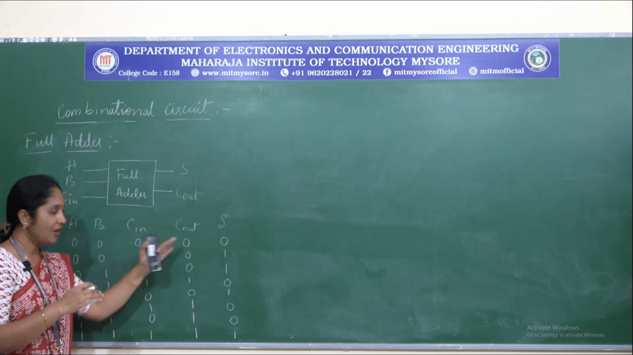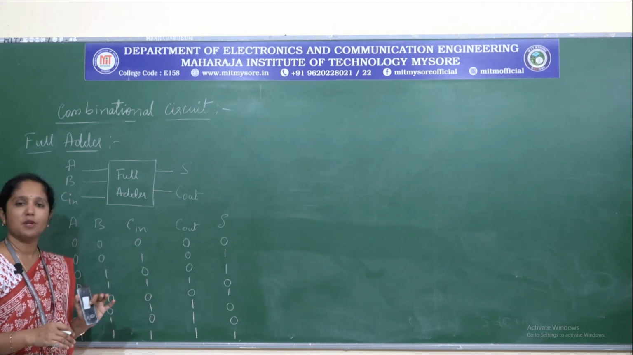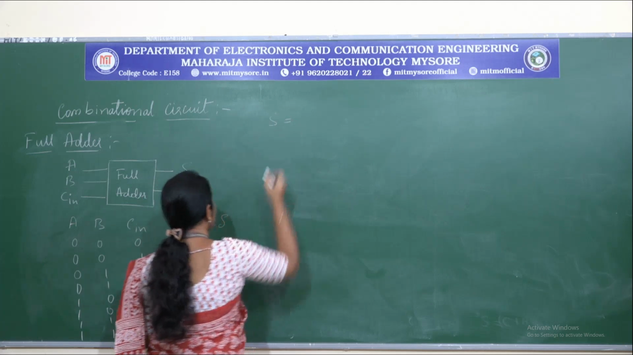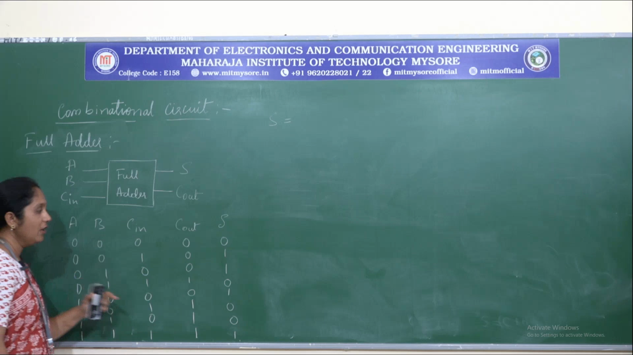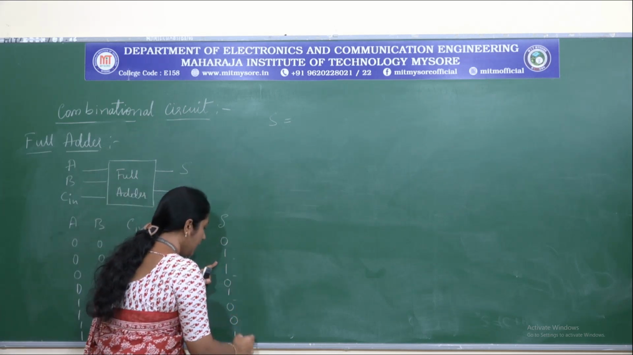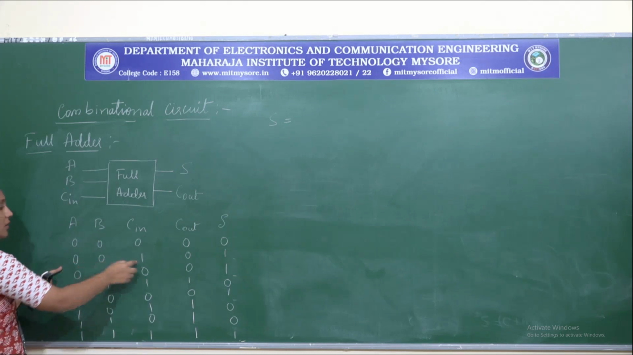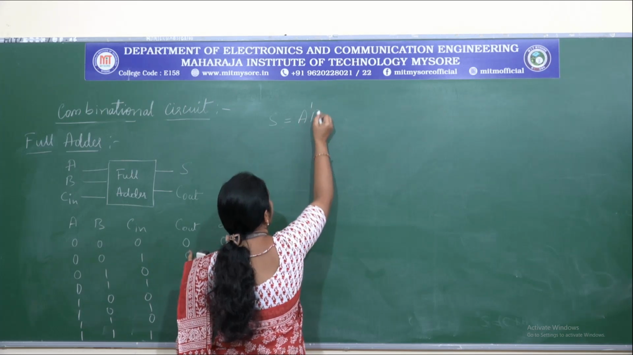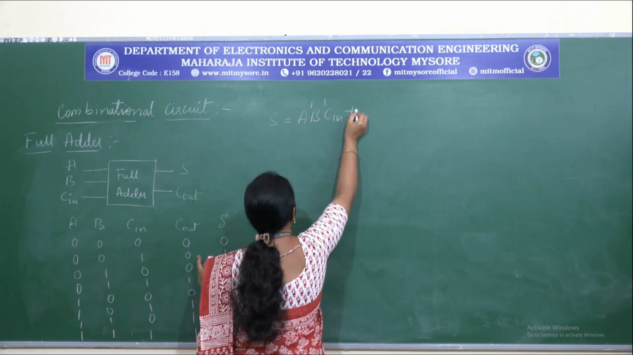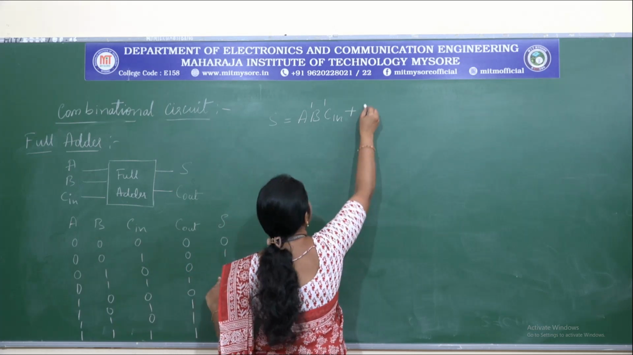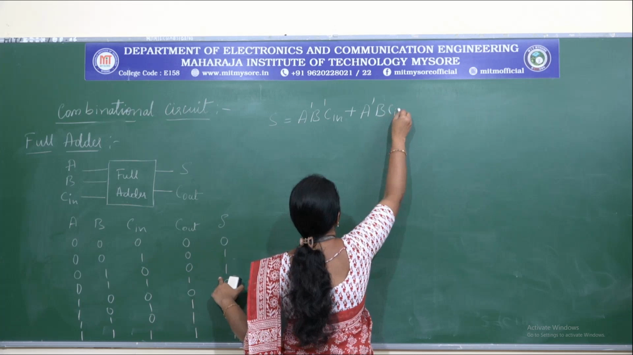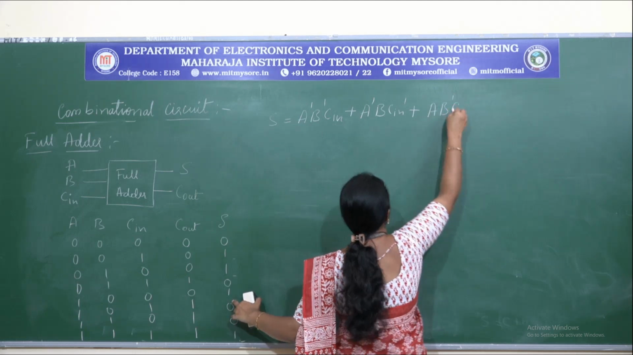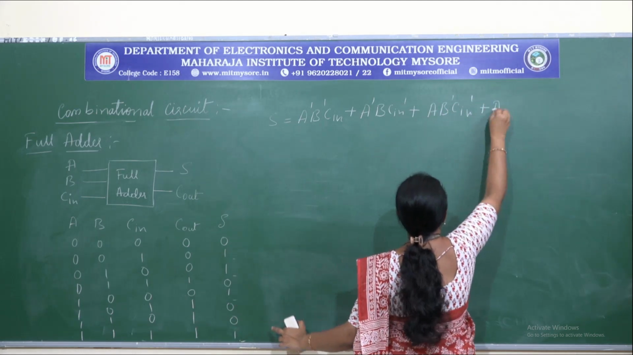I will show you both. I will write the expression from the truth table as well as from the K map. Let me write the expression from the truth table for sum and carry. For sum, we have logic 1 here, here, here and here. If you observe the inputs, 0, 0, 1 is nothing but A dash, B dash, C in. Plus next we have 0, 1, 0, which is nothing but A dash, B, C in dash. Next we have 1, 0, 0, A, B dash, C in dash. Next we have A, B, C.